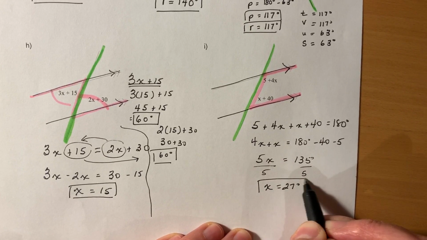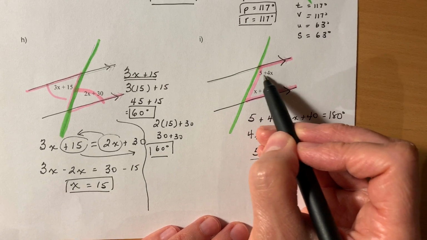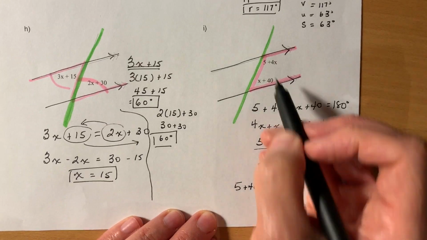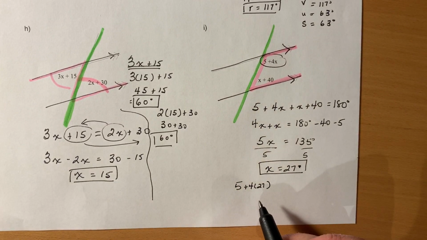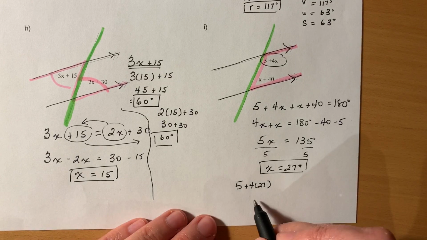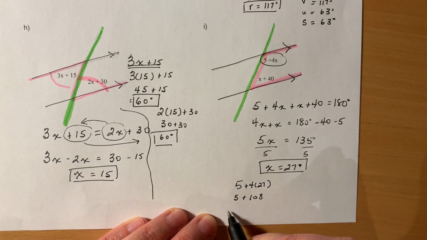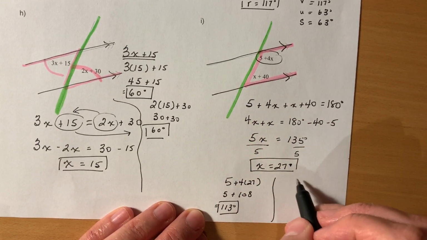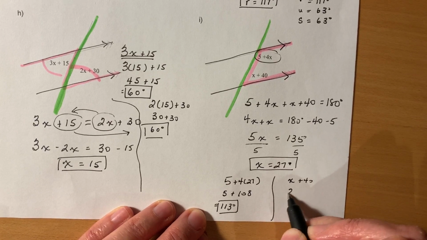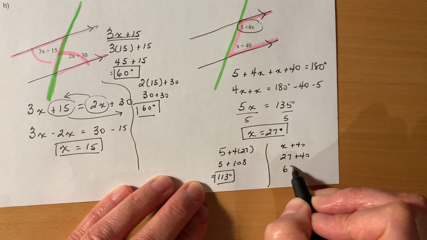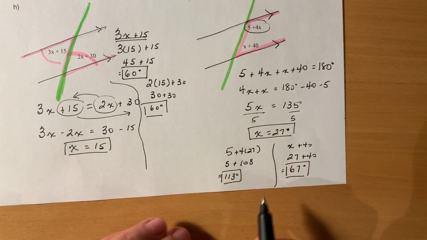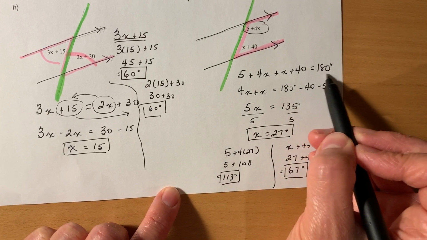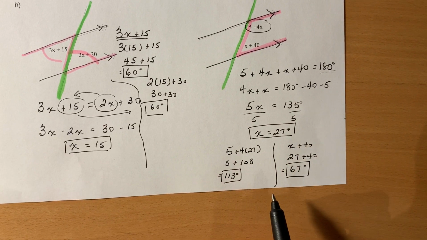Now remember, we need to figure out the angle now. So we're going to do 5 plus 4 times 27. So I know 4 times 27 is 108. Add the 5, which is 113 degrees. Then we're going to do it here, x plus 40. So 27 plus 40 is 67 degrees. If I did it correctly, what should these equal when I add them together? It should equal 180. And does it? Yes. We're done.